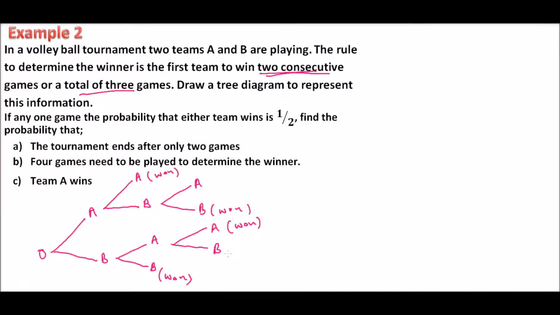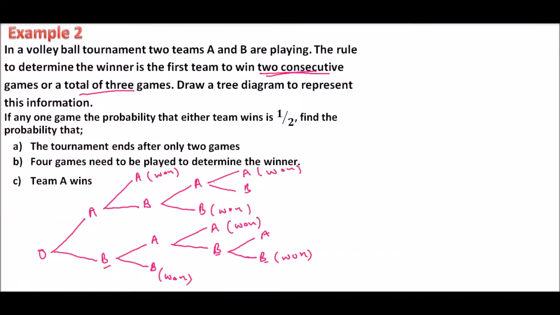Now, if B wins the third one, then A wins the fourth or B wins the fourth. If B wins the fourth game, then it means B has won because it has won 3 games out of 4. Then for this one, if A wins, then it has won the tournament, and B can win.